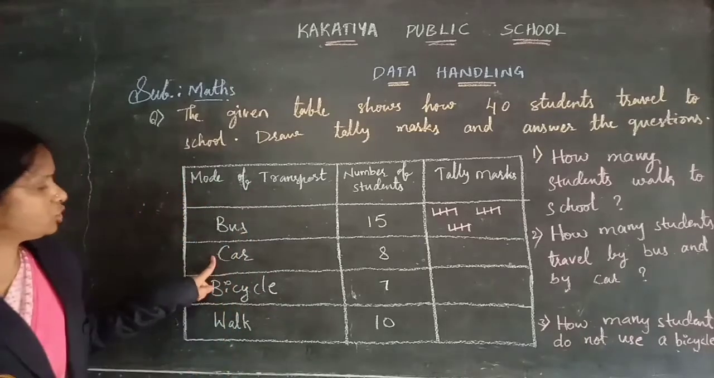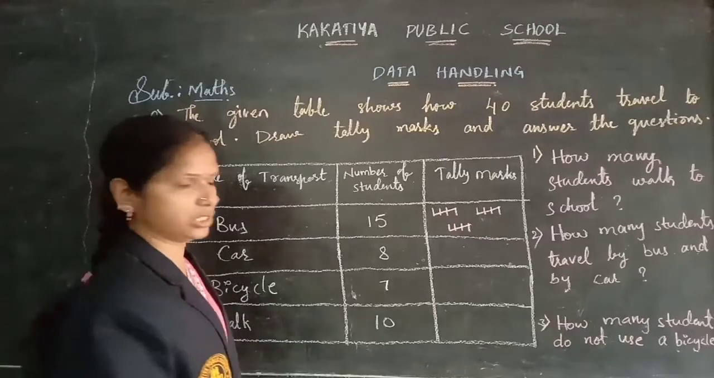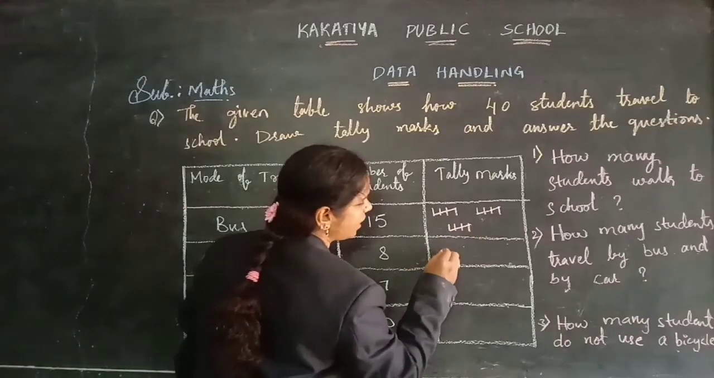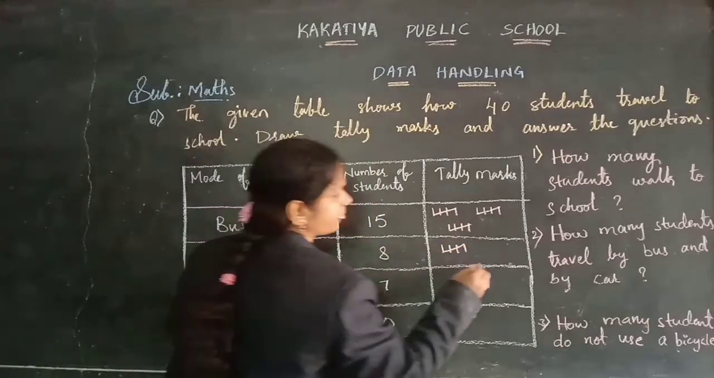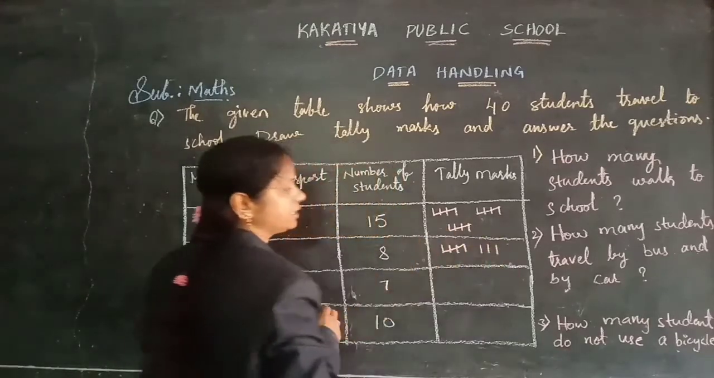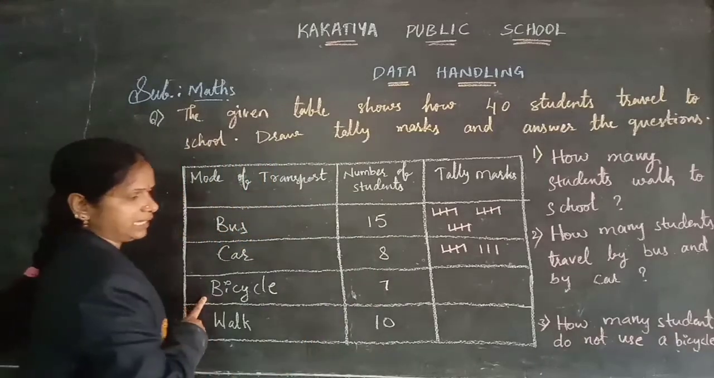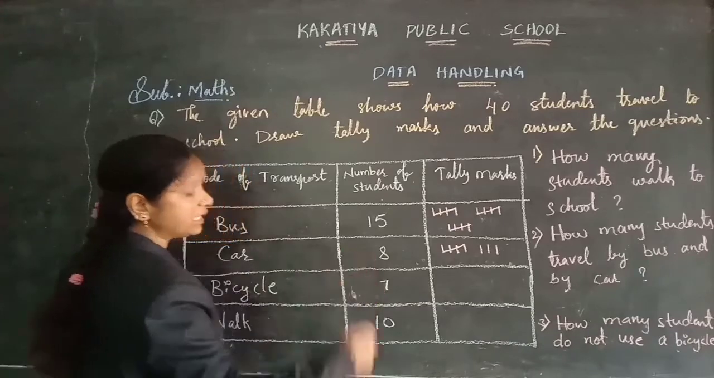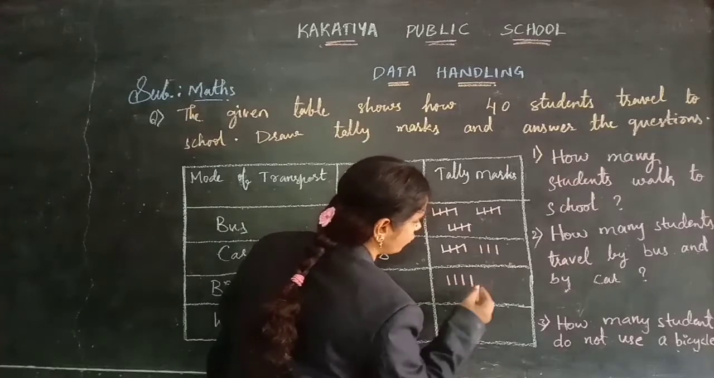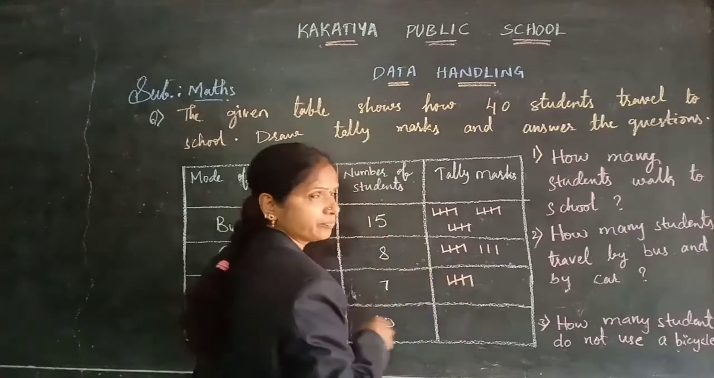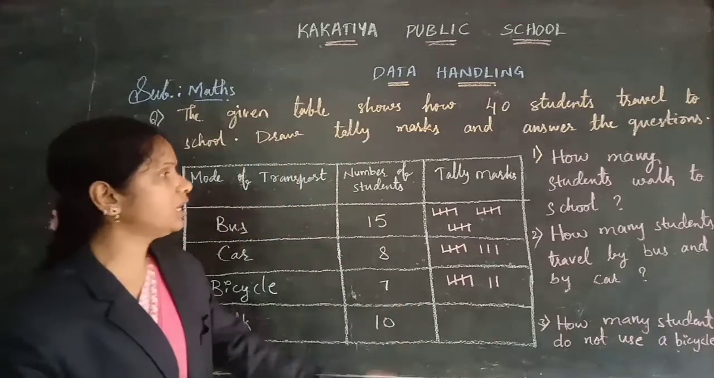Now see, students who travel by car. How many students are traveling by car? 8 students. Let's arrange these 8 in tally marks. 1, 2, 3, 4 and this is the slanting fifth one. 6, 7, 8. So 8 students I have shown in tally marks. Now by bicycle. How many students are traveling by bicycle? 7 students. Okay. Let's write this. 1, 2, 3, 4 and this is the fifth one. 6 and 7. So these are the 7 students I have shown in tally marks.